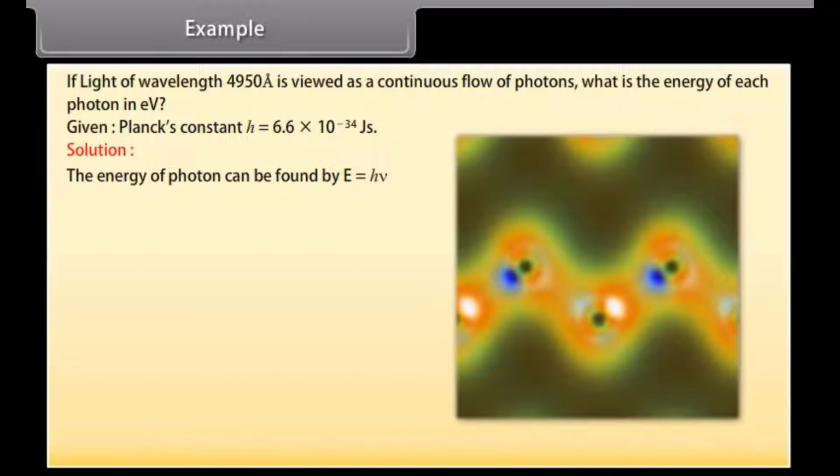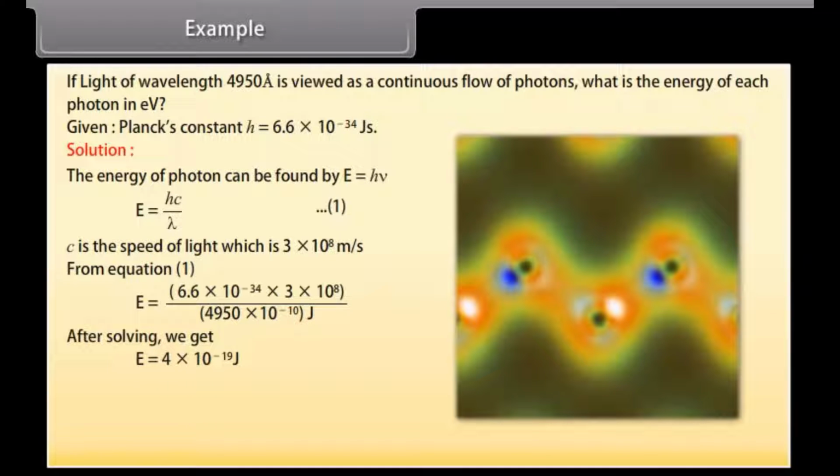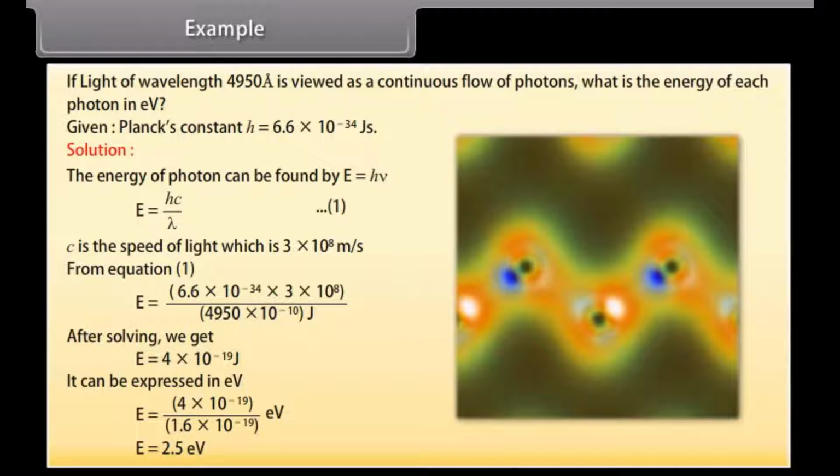Solution. The energy of a photon can be found by E as hν, E equals hc by λ, name it as equation 1. c is the speed of light, which is 3 × 10^8 meter per second. From equation 1, E equals 6.6 × 10^-34 into 3 × 10^8 by 4950 × 10^-10 joule. After solving, we get E as 4 × 10^-19 joule. It can be expressed in eV: E is 4 × 10^-19 by 1.6 × 10^-19 eV. E is equal to 2.5 eV.